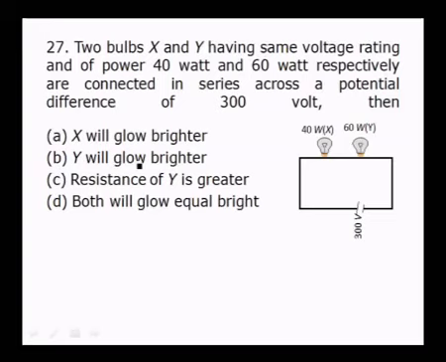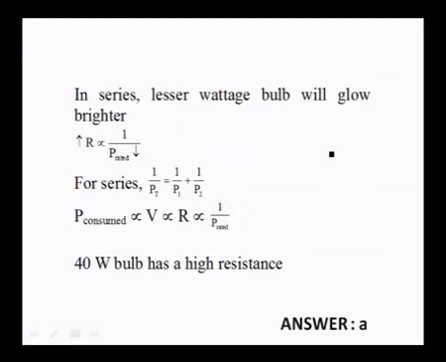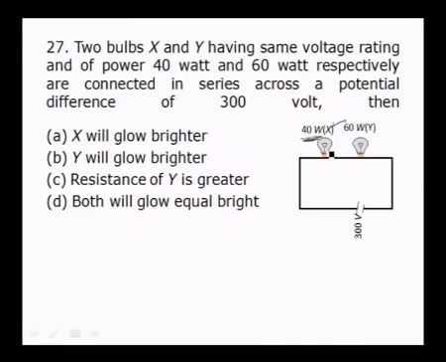See, the concept is very simple. When the bulbs are connected in series, okay, the lower wattage bulb will glow brighter. That is the concept. So therefore, this is X, the lower wattage, that is equal to 40. This is 60. Therefore, X will glow brighter. So therefore, the correct option for this is A. When they are connected in series, lower wattage bulbs glow brighter than the higher wattage bulbs.